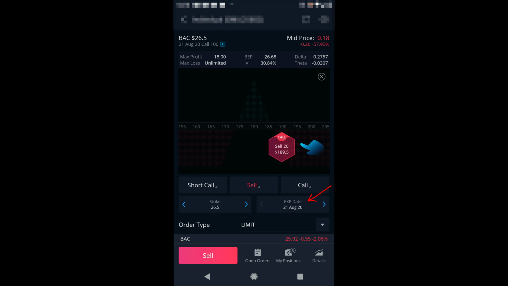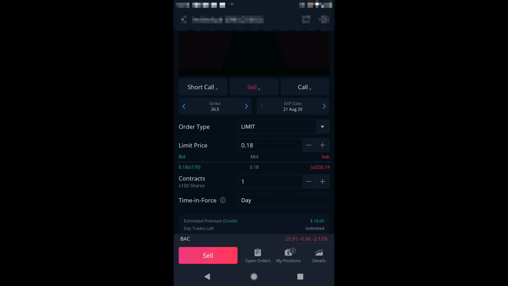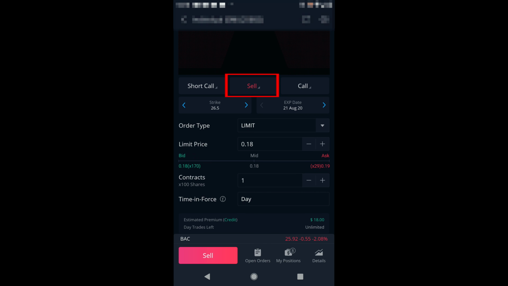It will expire on August 21st. And if we go down here, make sure that this says sell. And then if you're selling a covered call, make sure it says call. If you're selling a put, make sure you change it to a put. So just make sure you're cautious about that, because I've seen a lot of mistakes where people accidentally buy calls or buy puts instead of actually selling them.